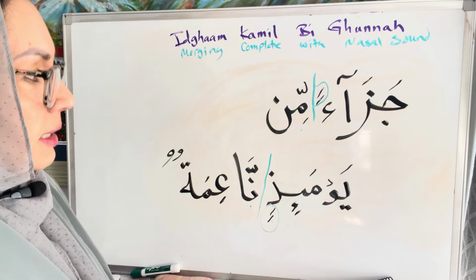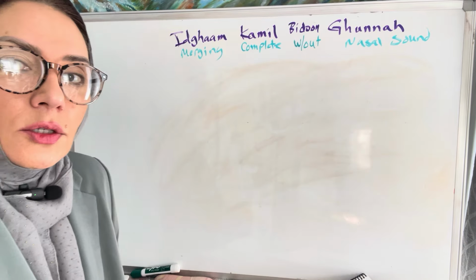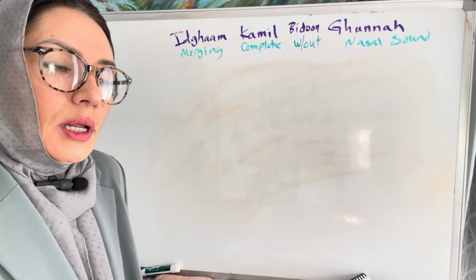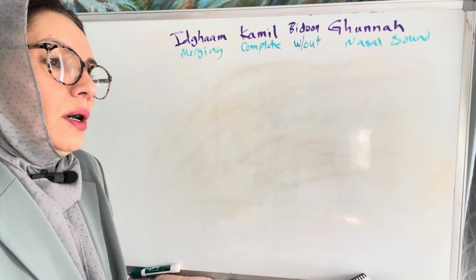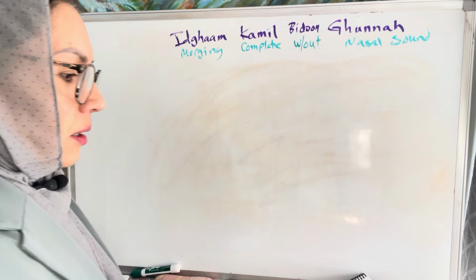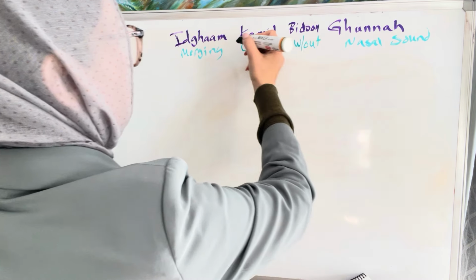Okay, so now I'm going to go ahead and erase this, and then we are going to be talking about the idgham kamil without the nasal sound. I'll be right back. All right, now notice here that we have idgham kamil bidun ghunna, meaning without ghunna. Remember we talked about the waw and ya. Anytime we come across the waw and ya, and it has to do with noon before it, or tanween, how do we read it? So the letters for this would be waw and ya.